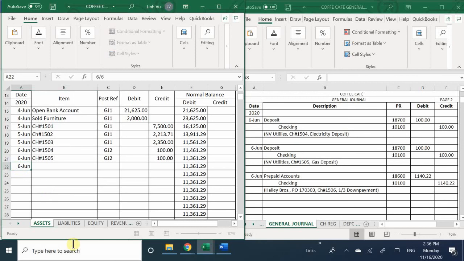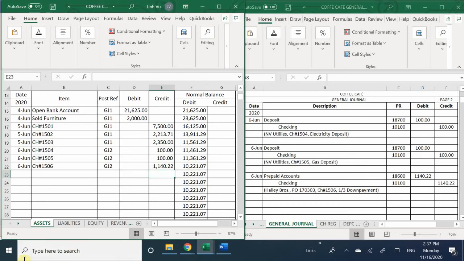So on 6/6, check number 1506, general journal number 2, and I wrote the check for $1,140.22, bringing my new balance in the bank to be $10,221.07. So look, we started with $30,000. Now we're down to our mere 10,000 left. All right. So good.